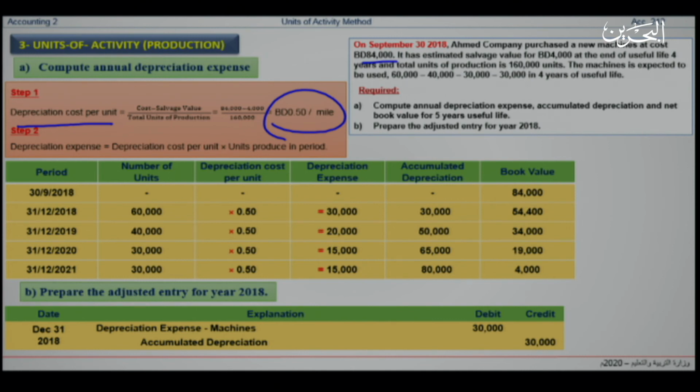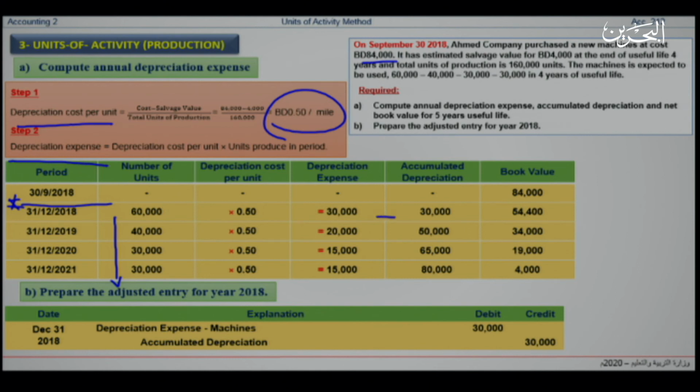Then, I should find the depreciation expense by using this formula: the depreciation cost per unit multiplied by the units in each period. We will apply it by our schedule. For the first period, I can skip it because they mention 30 September 2019. The period is not important for me. The important thing is the units of production that I have. So, for the first units of production, the 60,000, I will multiply it by the depreciation cost per unit. I will get the depreciation expense with an amount of 30,000.